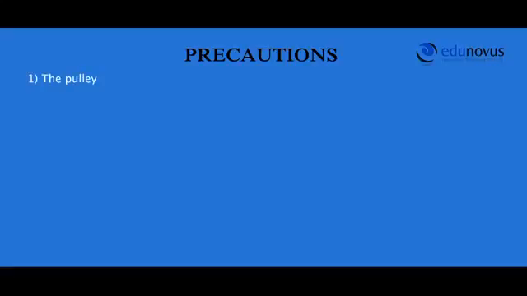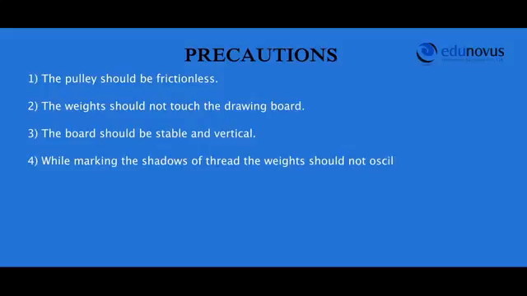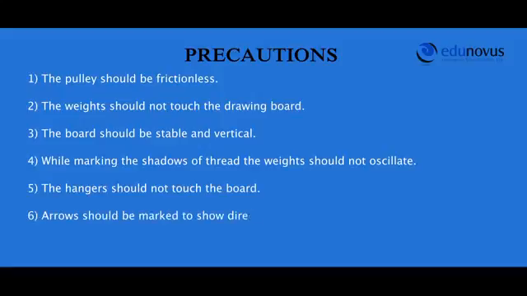Precautions. The pulley should be frictionless. The weights should not touch the drawing board. The board should be stable and vertical. While marking the shadows of thread, the weights should not oscillate. The hanger should not touch the board. Arrows should be marked to show the direction of forces.